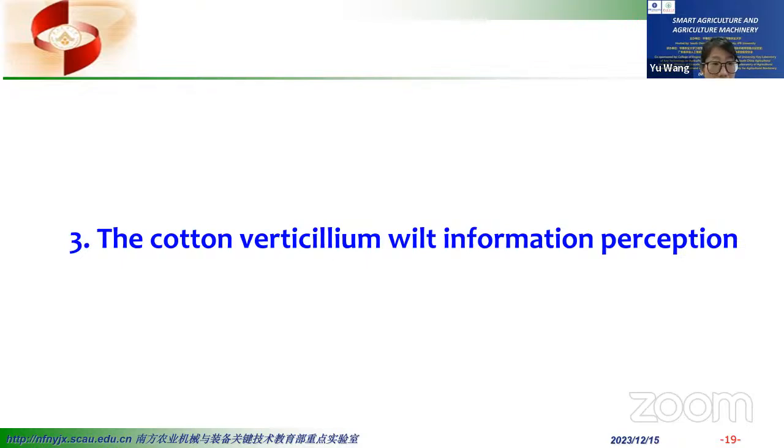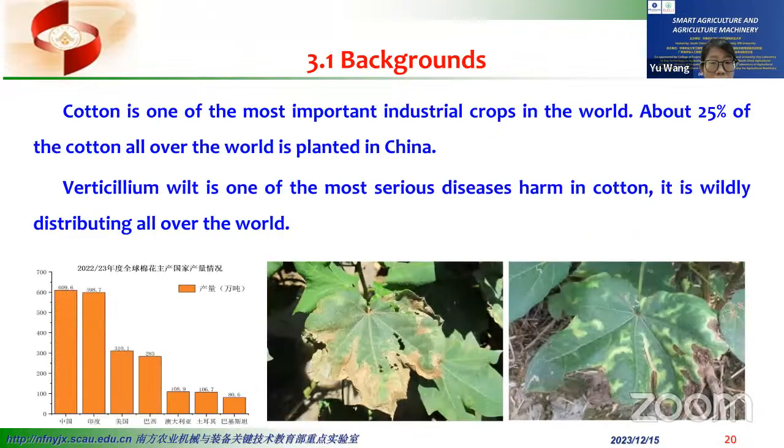Another work we have done was the cotton verticillium wilt information perception. As we know, cotton is one of the most important industry crops in the world. About 25% of the cotton all over the world is planted in China. Verticillium wilt is one of the most serious diseases harming cotton. It is widely distributed all over the world.